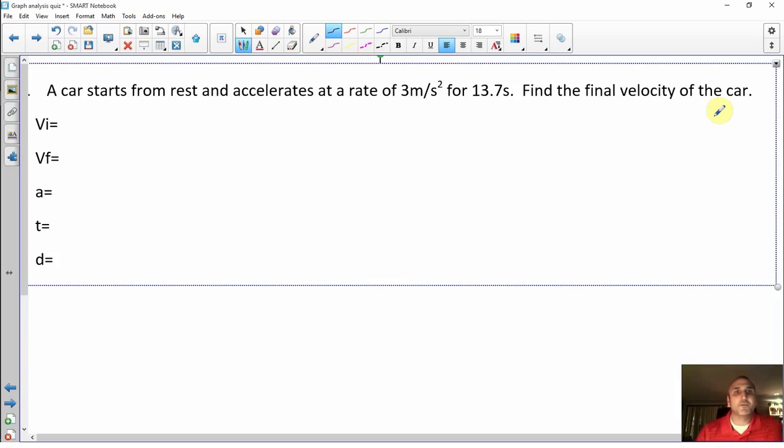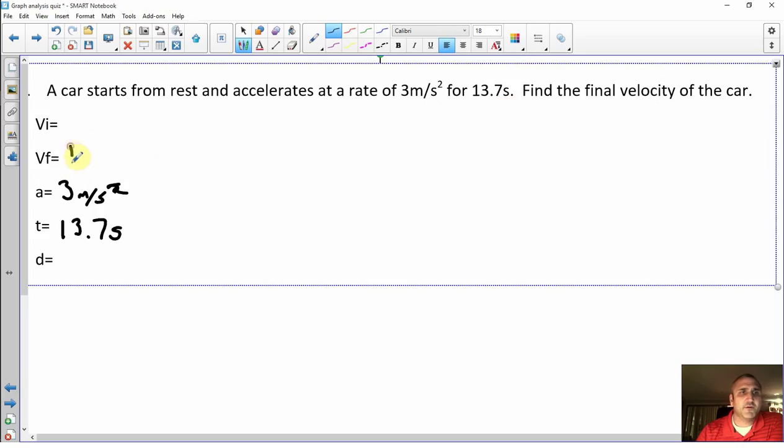And I hope that you've all realized the car starts from rest and accelerates at a rate of 3 meters per second squared, so that's my A. For 13.7 seconds, and that's a time, because we measure time in seconds. Find the final velocity of the car.